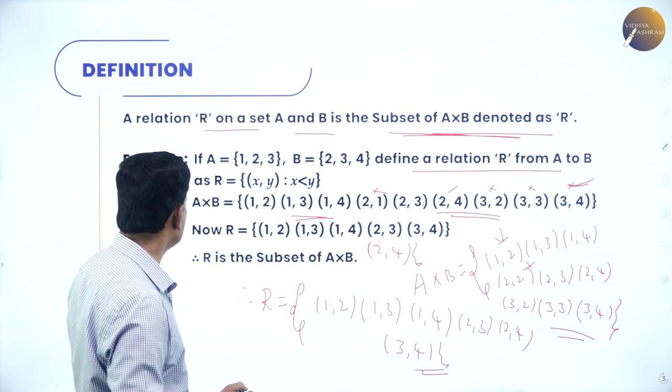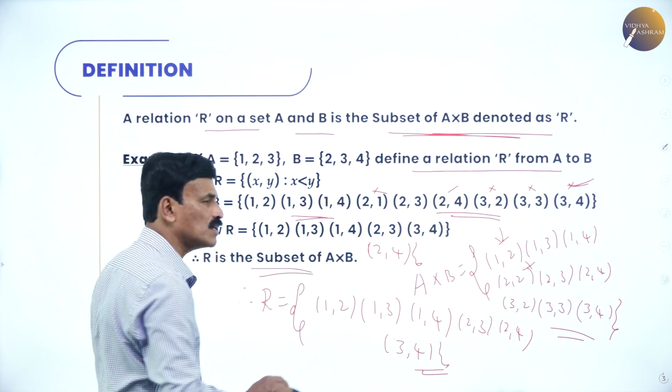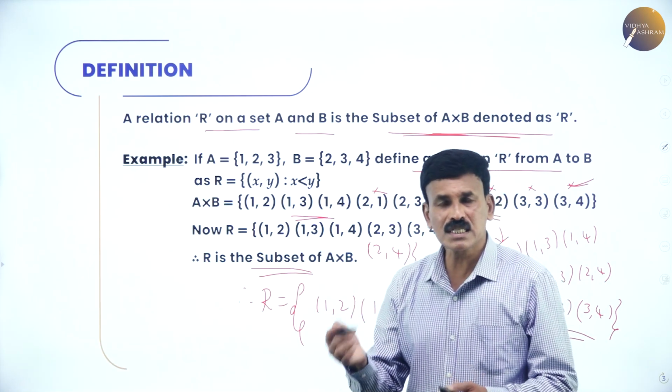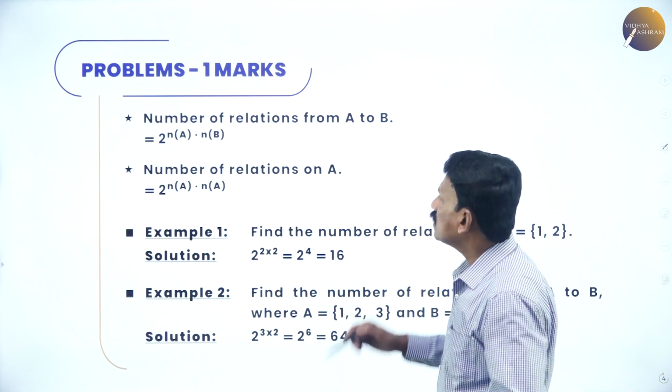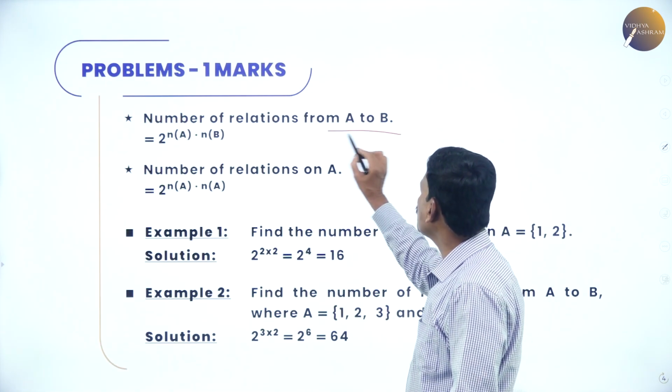Therefore R is the subset of A cross B and it is called a relation. Now let us come to the next concept: the number of relations from A to B.